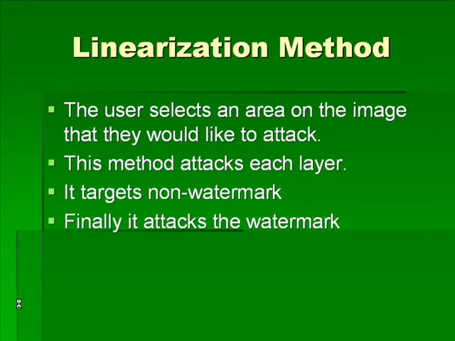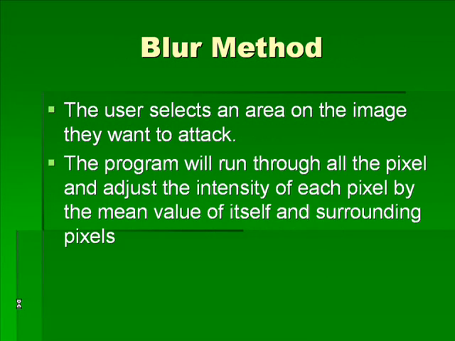The linearization method is the first method in the program. The user selects where they would like to attack in the image. This method would attack layer by layer. This would select the intensities of the non-watermarks, average them, and redistribute them. Then finally, it would select the watermarks and attack them.